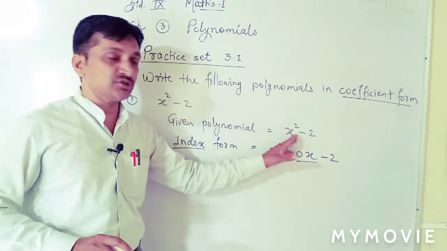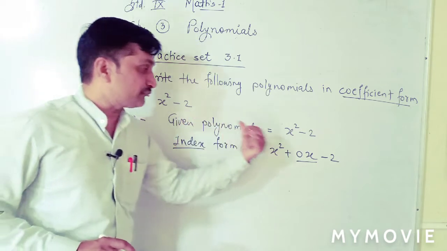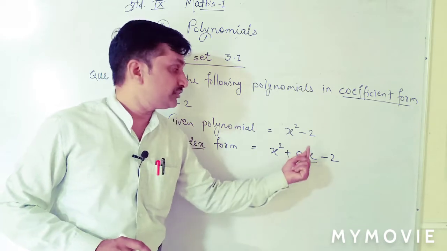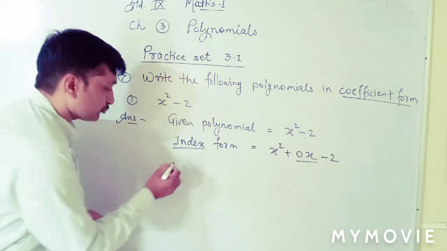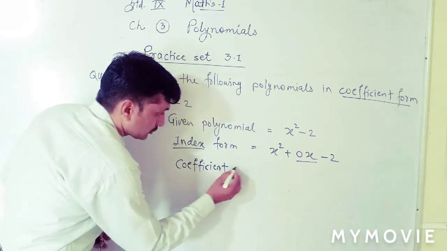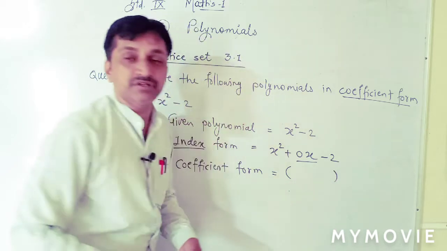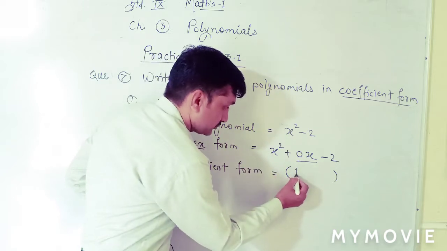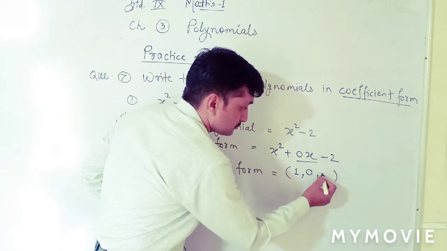Standard form means only arrangement. Index form is the form with missing terms. Those powers that are missing, we have to write with coefficient 0. And after index form, we have to write coefficient form. Now what to do? Just collect the coefficients in the bracket. Here coefficient 1, give a comma. Here coefficient 0, give a comma, and last, minus 2.